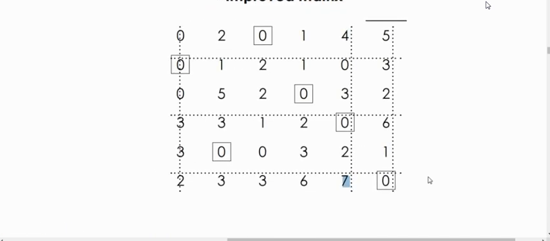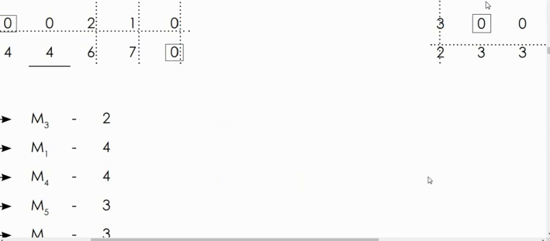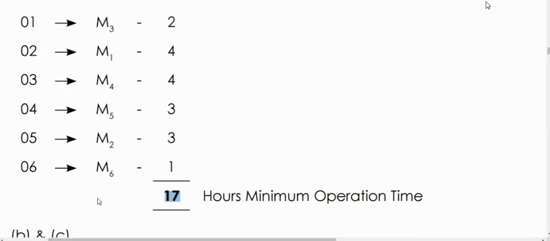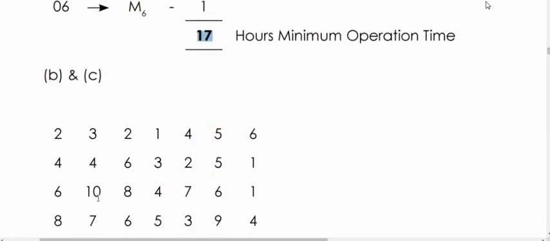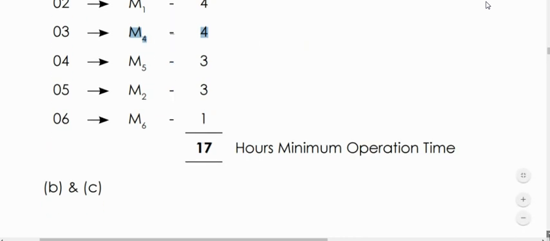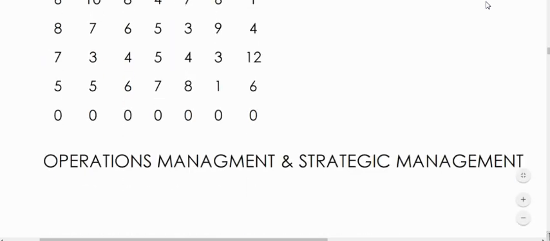So after the allocation, we would see how many hours the machine is taking. We just saw that the machine is taking 17 hours to complete the work. Okay. And which machine is taking the maximum time? Machine 1 and machine 4. They are taking 4 hours each. So which machine should be replaced? Either machine 1 or machine 4 should be replaced.